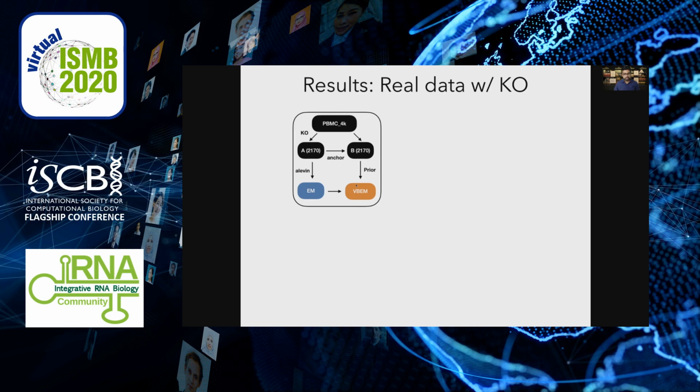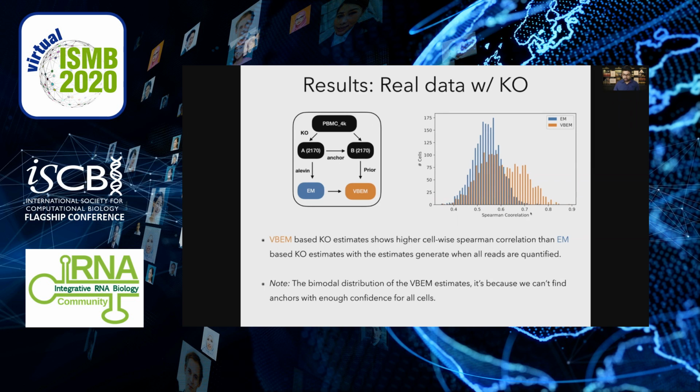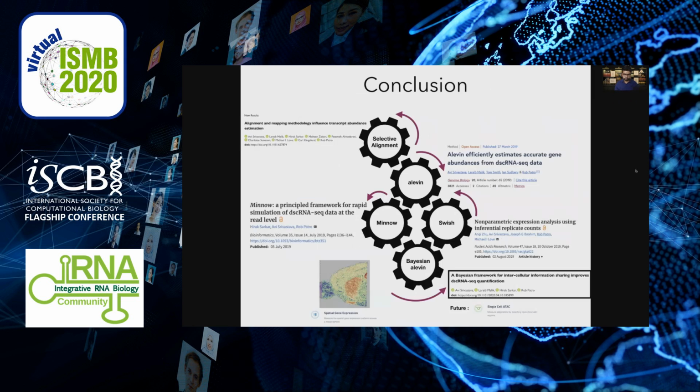We compared the knockout experiment quantification with the full experiment quantification to see how they correlate. On the right, I'm showing the cell-wise Spearman correlation of the knockout experiment with the full experiment. And as expected, VBEM is doing much better than the EM algorithm.